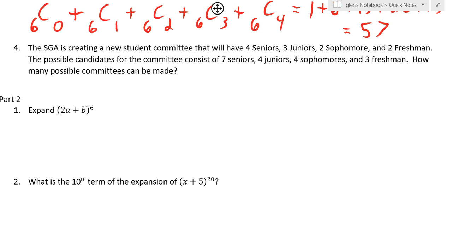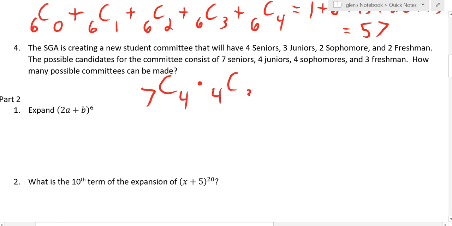How many ways could I get 4 seniors? There's 7 of them, and we're choosing 4. And we need 3 juniors, I'm sorry. 4 choose 3. And we need 2 sophomores. That's 4 choose 2. And we need 2 freshmen. That's 3 choose 2. Everybody okay with that? We're just multiplying all our options out. Cool. These aren't probability questions yet, so we're not dividing by anything.